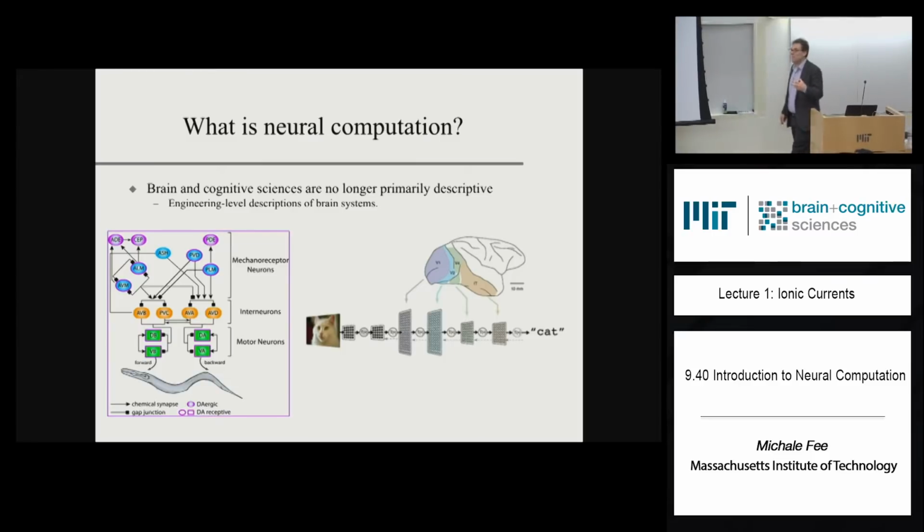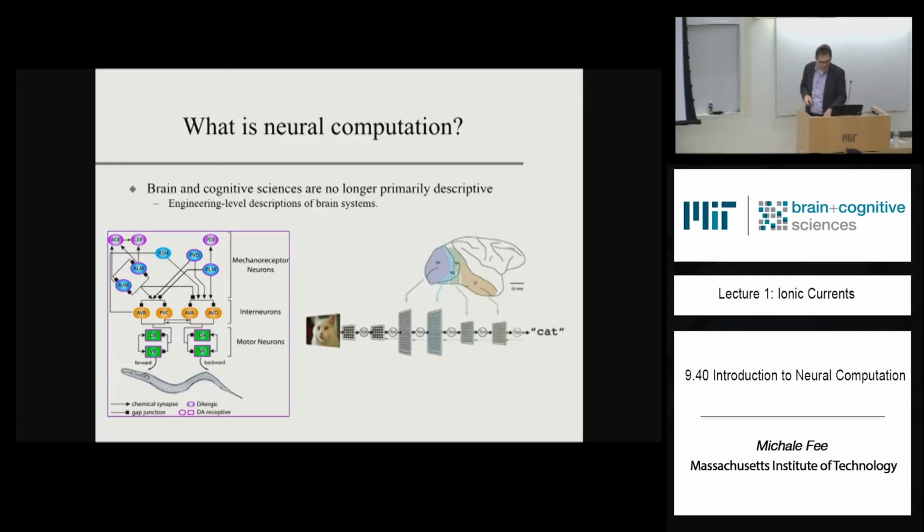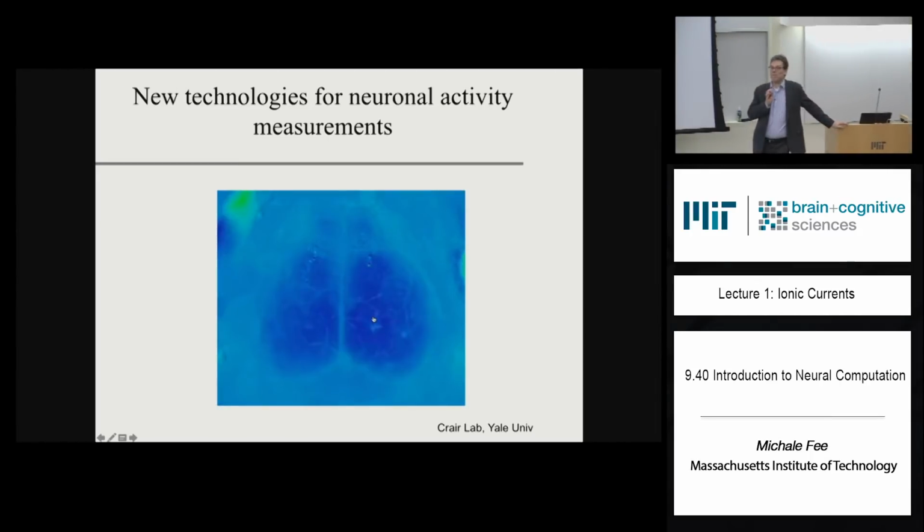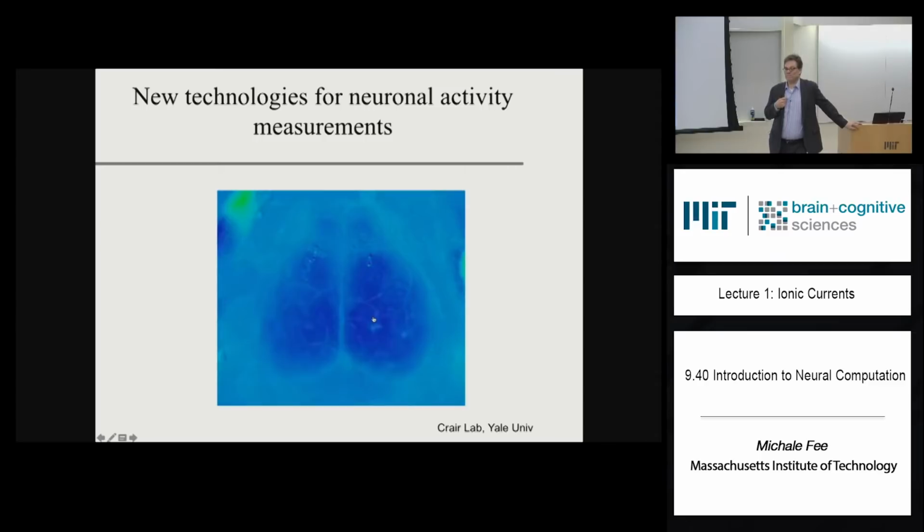Now, at the same time that there's been a big push toward generating engineering-level descriptions of brains and circuits and components, neurons, there have also been tremendous advances in the technologies that we can use to record neurons, right? There are now imaging systems and microscopes that can image thousands of neurons simultaneously. This is an example of a movie recorded in an awake baby mouse that's basically dreaming, okay?